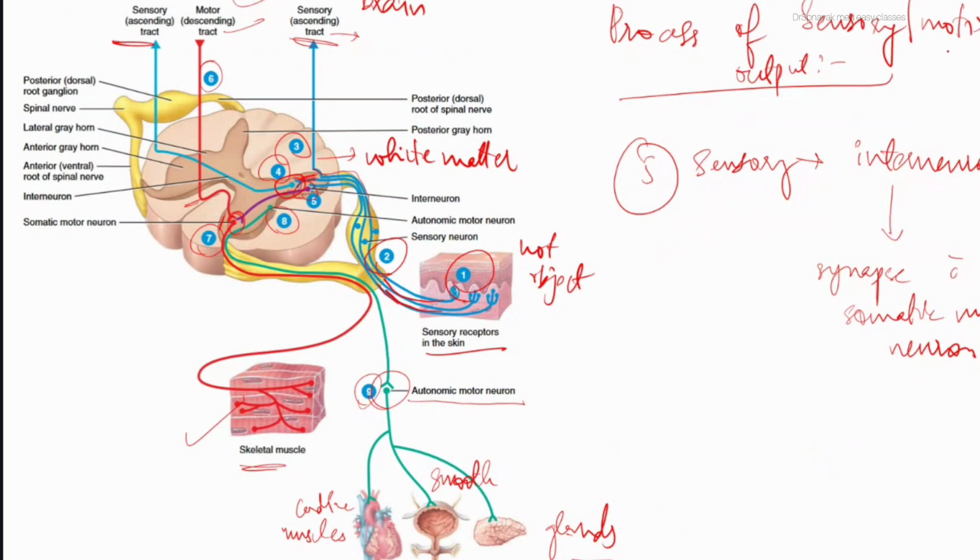Then we learned about the process of sensory motor output. So there are multiple steps. The first is that sensory input is received from the sensory receptors. The impulse travels and it reaches the white matter and ascends to the brain. The second is the sensory input is received through the receptors and it enters the gray matter, forms a synapse with the interneuron, and then it again ascends to the brain. The third is the sensory impulse travels to the anterior gray matter and forms a synapse with the interneurons and either gives an output to the skeletal muscle or it gives an output to the autonomic motor neuron, which further controls the cardiac muscles, smooth muscles, and the glands.